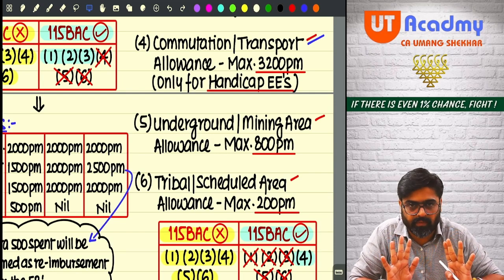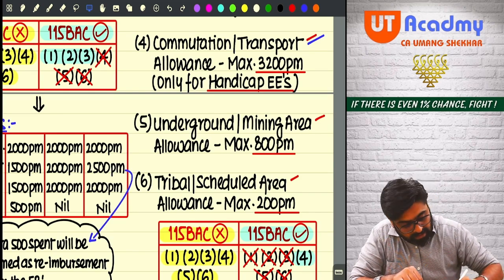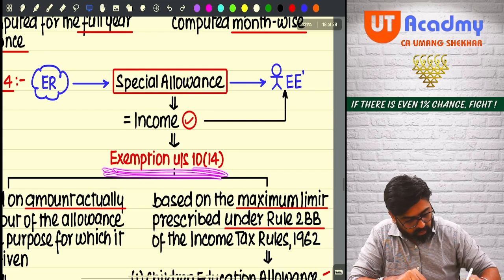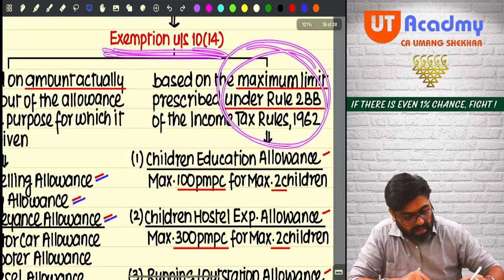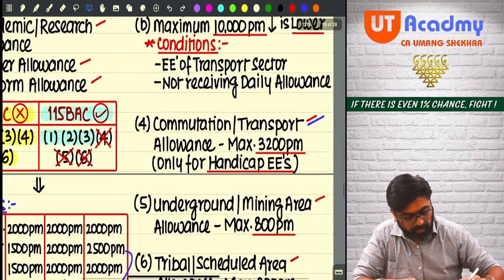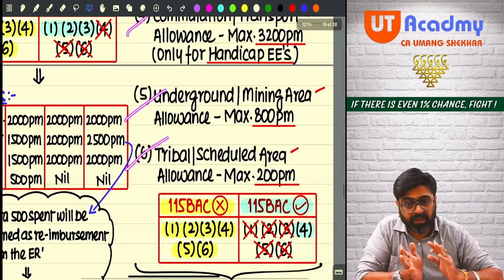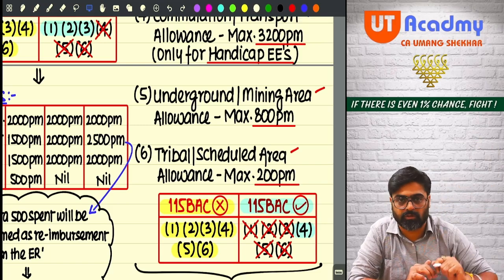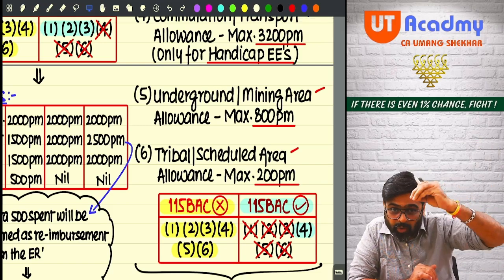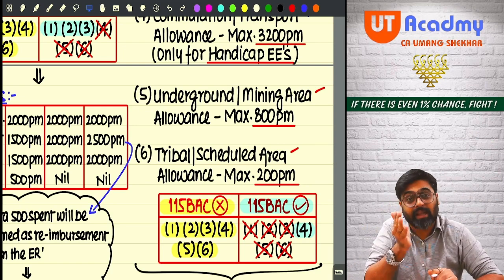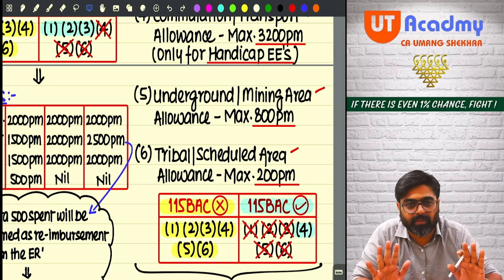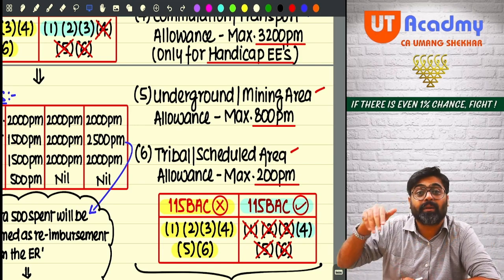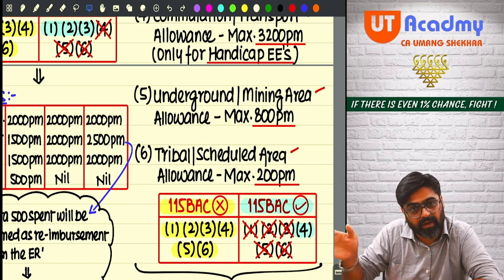Now see, apart from the allowances written here under section 10(14), based on maximum limit, I have told you 1, 2, 3, then 4, 5 and 6. These six names I have given. Apart from these six allowances, there are other allowances also, which are prescribed in Rule 2BB and for which limits are also given. But trust me, those allowances are not relevant as far as examination is concerned. From the practical question point of view, those allowances are never asked.